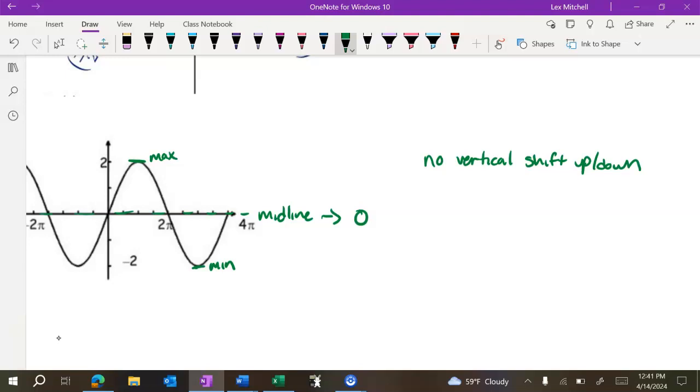From there, the next thing I like to find is my amplitude, and my amplitude is the distance from my midline to the max or to the minimum, either one. I typically go to the max. So from my midline of 0 to my max of 2, obviously that's 2, so my amplitude is going to be 2.